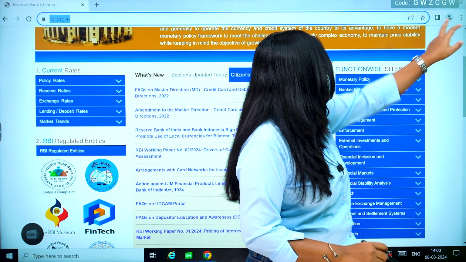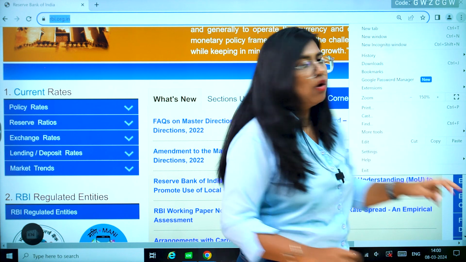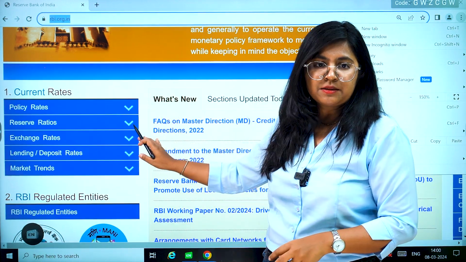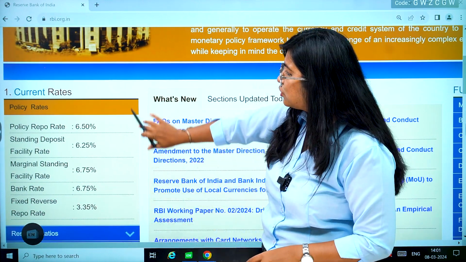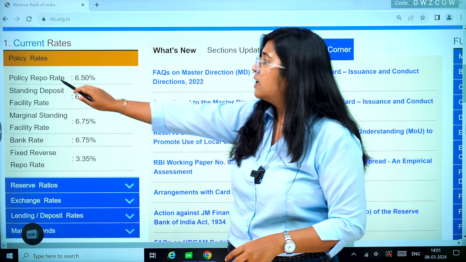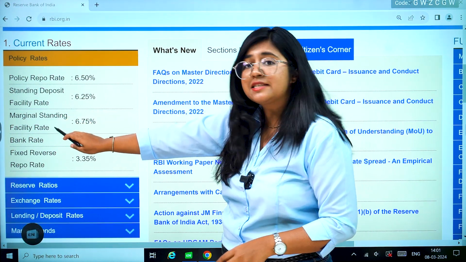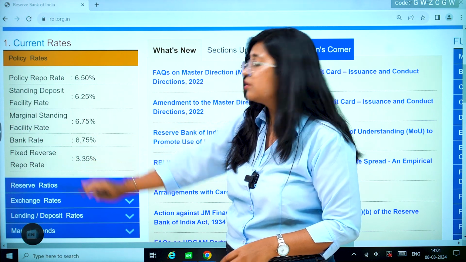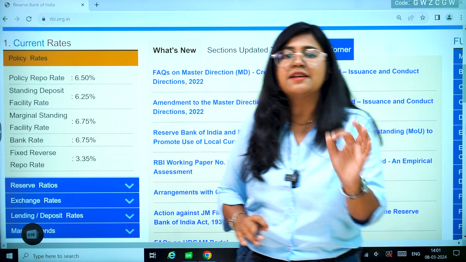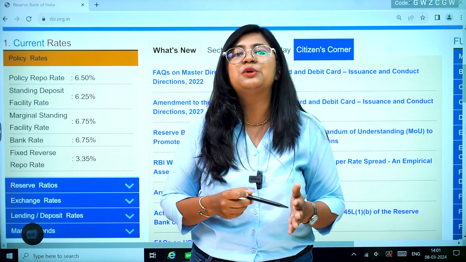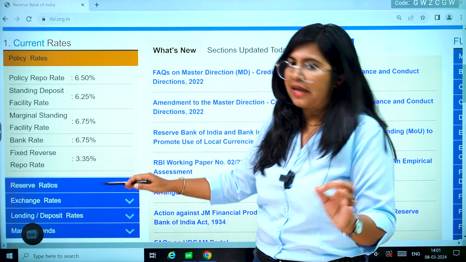So let me share with you a better glimpse of the policy rates. Now the policy rates, let's see over here. What all things do we see? Policy rates has the repo rate, the standing deposit facility rate, marginal standing facility rate, bank rate, fixed reverse repo rate. These are not mere terms and statistics. These are very important terms that you need to know through and through. So this column is very important.